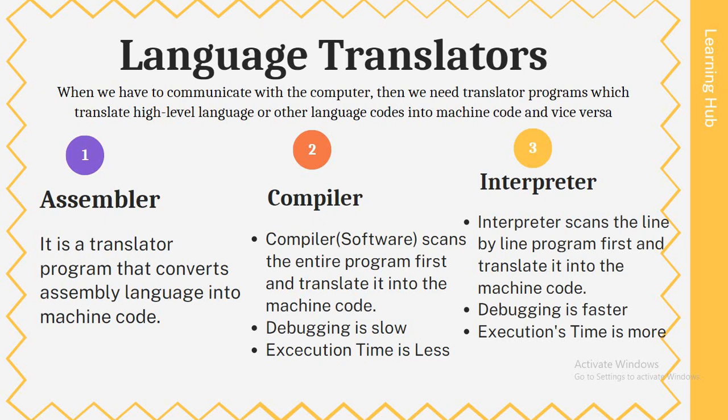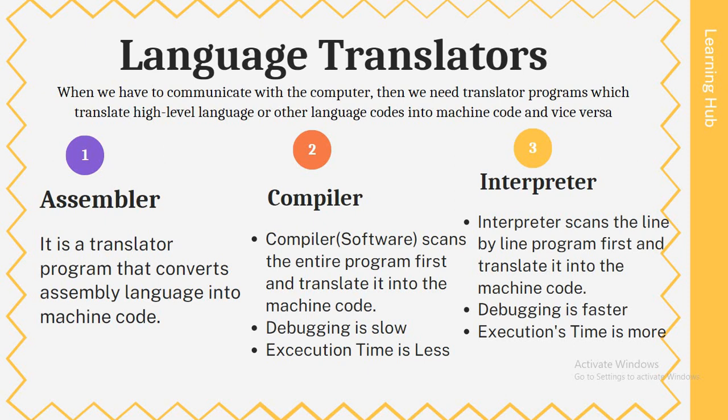Why? Because we understand only high level language. Computer understands only a low level language, only binary language. We understand high level language. Between high level language and low level language, a mediator is there. That mediator is known as a translator program.